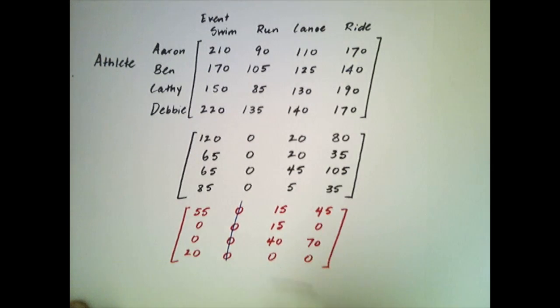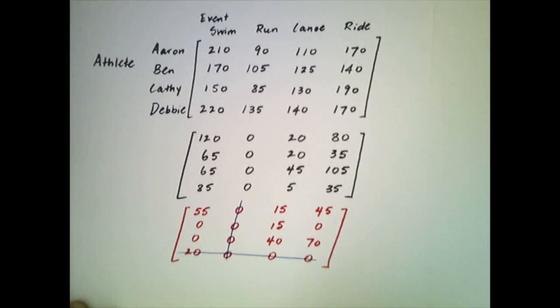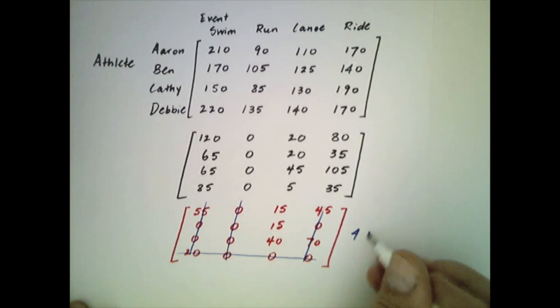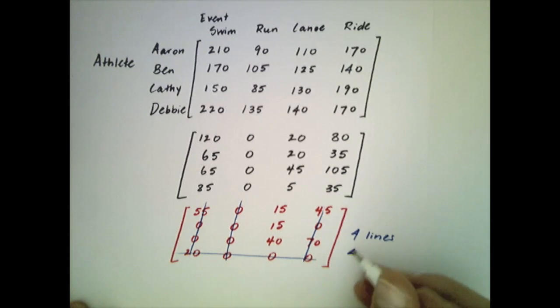We've got a few more choices now, but we'll notice that row 4's got a couple of zeros, so we'll cross that out. Now we've got some choices between row 2 or column 1. We'll cross out column 1. We've only got 1 zero left, that's in column 4. So we examine the number of lines that we've used. In this case, we've used 4 lines.